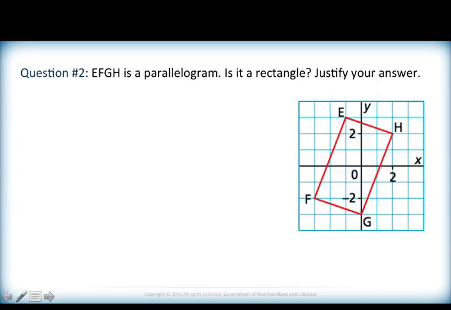Question 2. EFGH is a parallelogram. Is it a rectangle? Justify your answer. So when we think of a rectangle, we have to look at some of the characteristics of this geometric shape.